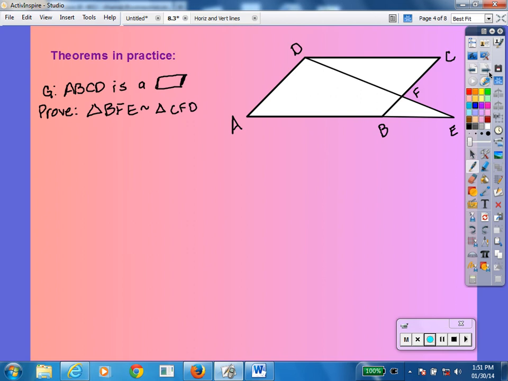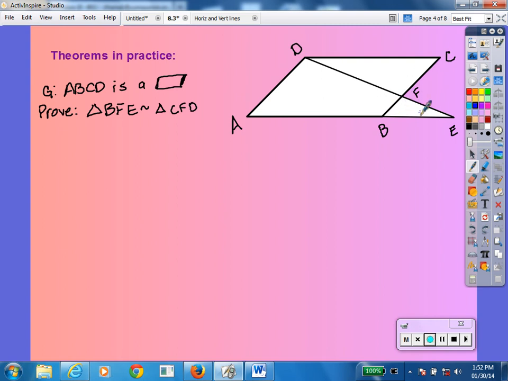Let's move on. So basically we have these theorems. We're going to put these into practice. So you're given a parallelogram. Here's your figure. Parallelogram ABCD is a parallelogram, okay? We're going to prove that triangle BFE is similar to CFD. So let's talk about what information inside of this parallelogram is going to give us information here that will help us to figure out congruency.